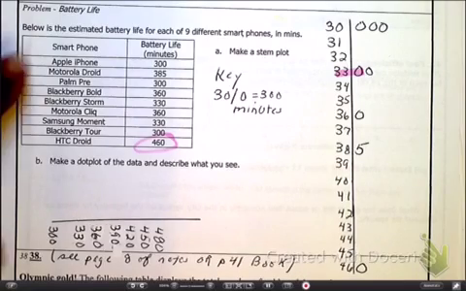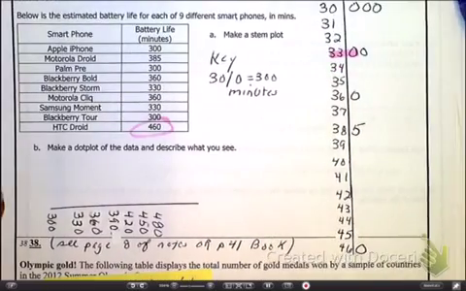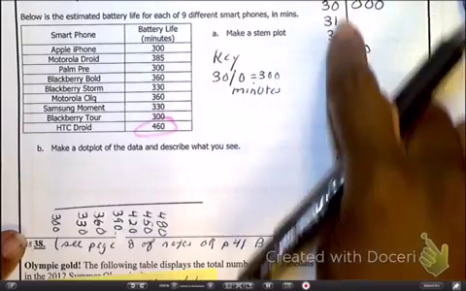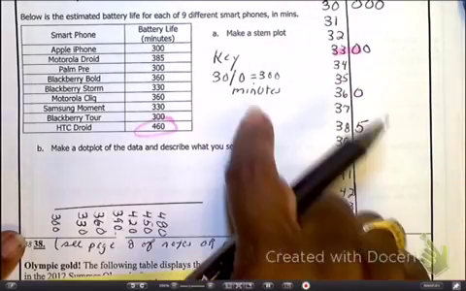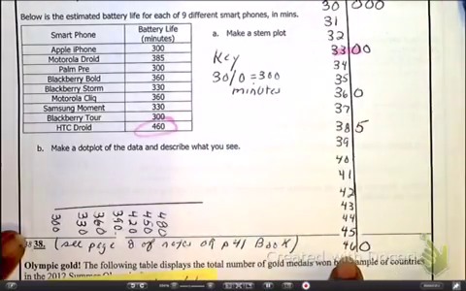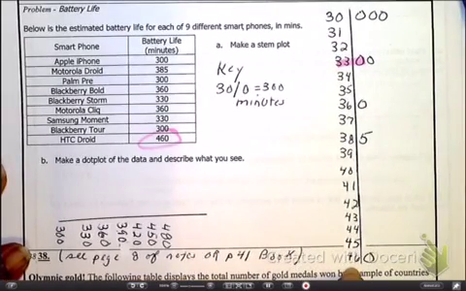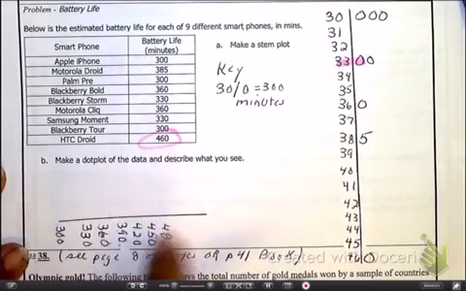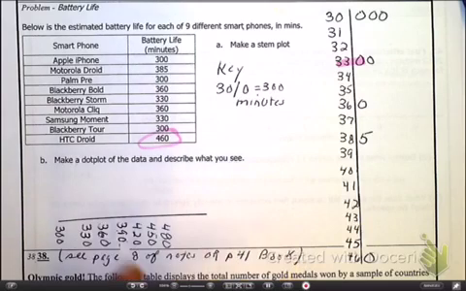Now, as we look at the dot plot, as we compare and contrast the two, the beauty of the stem plot, I mentioned the key, but look how large it is. It doesn't give you as clear a picture. But when it comes to the dot plot, we can squeeze those values in a little bit more. So now let's make our dot plot.